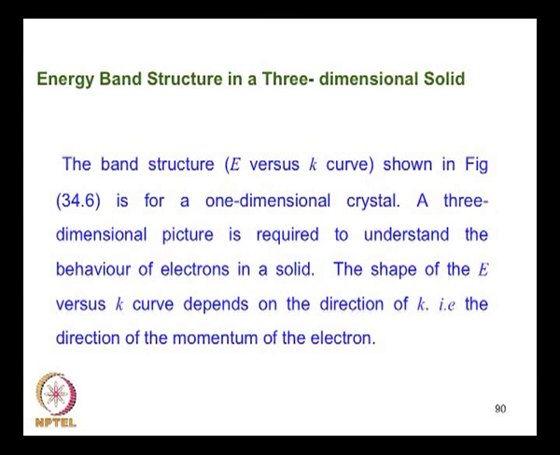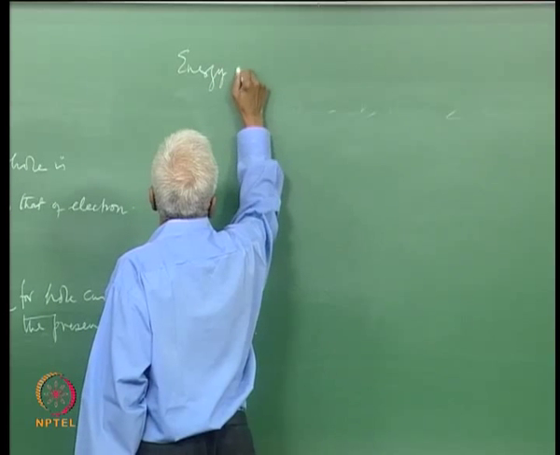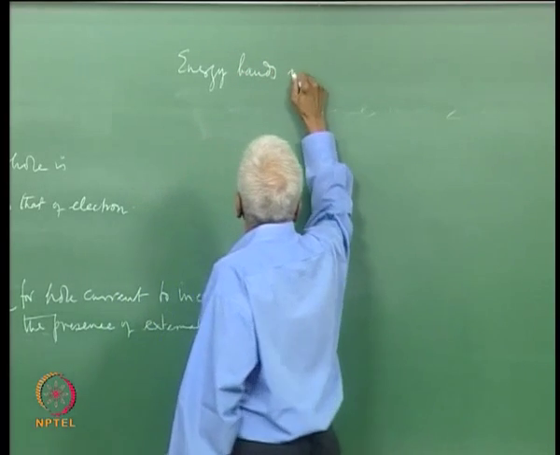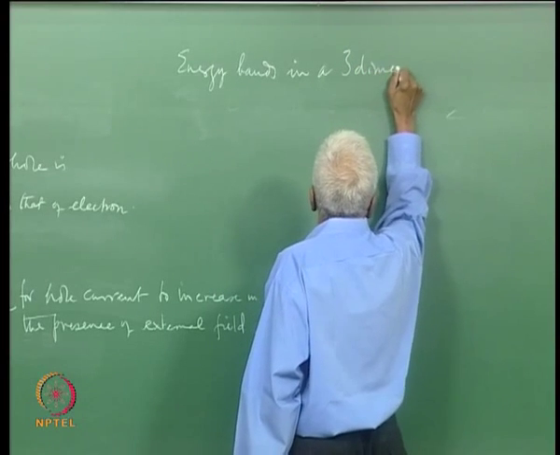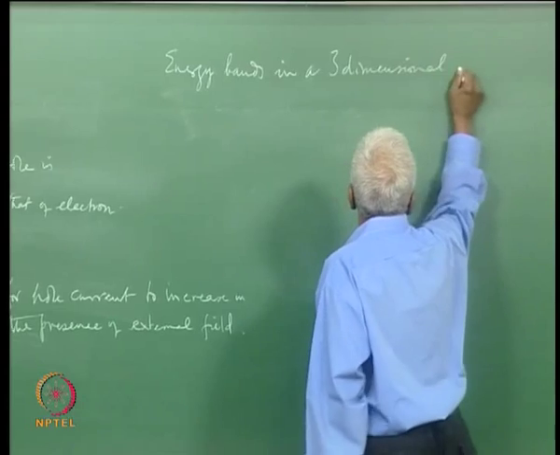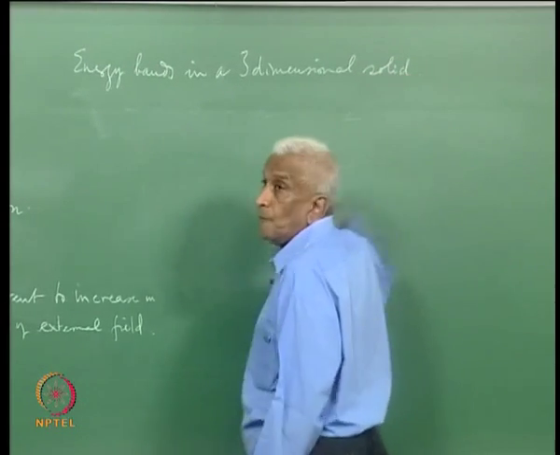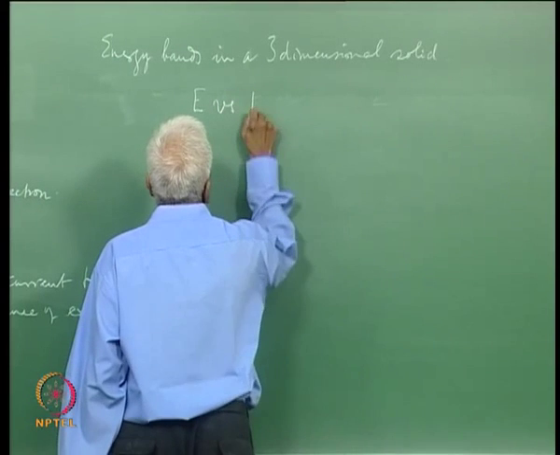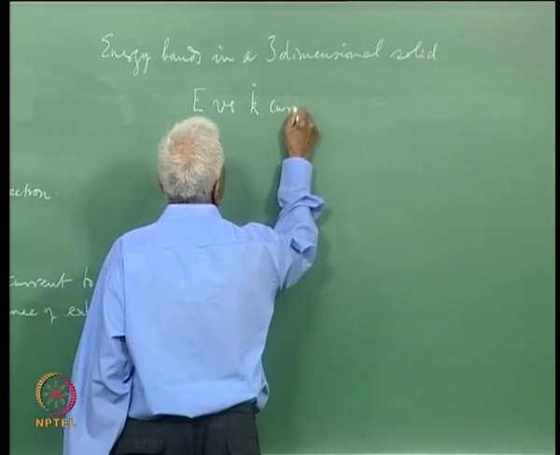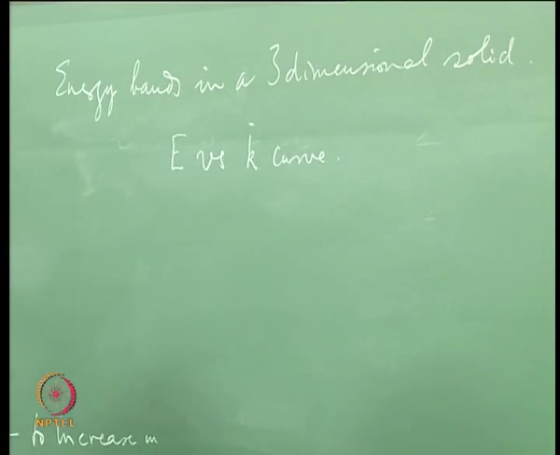Next, we wish to talk about energy bands in a three-dimensional solid. We have been considering energy band structure in one dimension. This is because the shape of the E versus K curve depends on the direction of K.